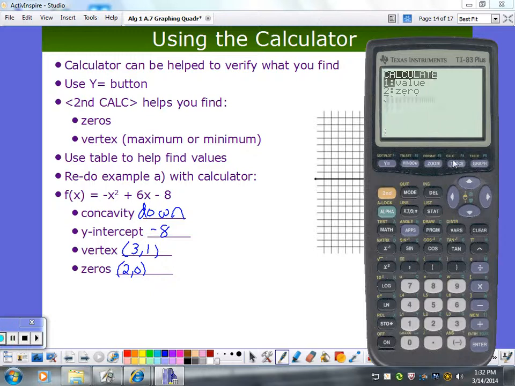So I'm going to hit second calc, number 2, to find the other zero. Now I'm working on this one. I go to the left of it, hit enter, move to the right of it, and hit enter, and enter again. The other one's at 4, 0.